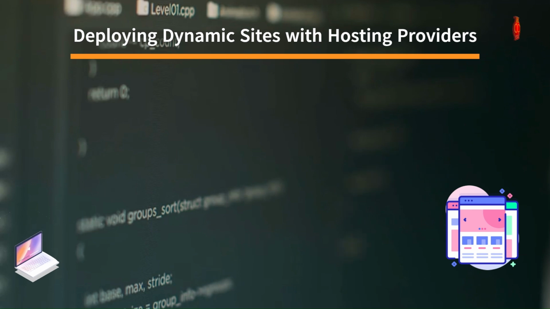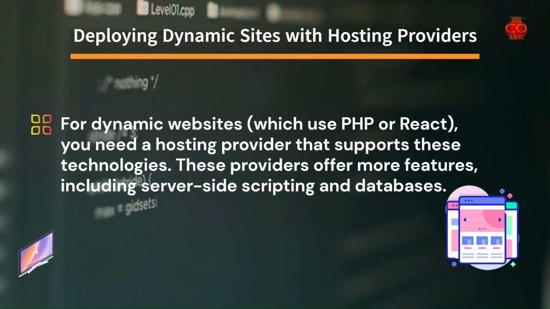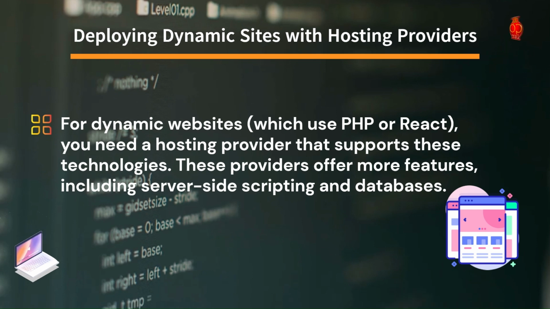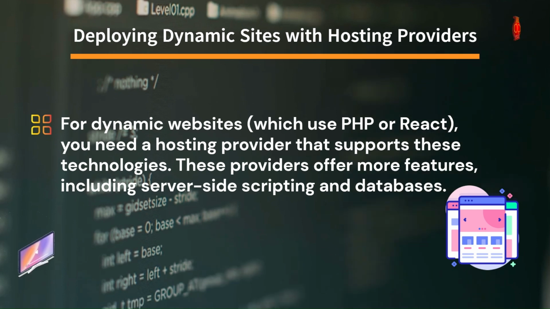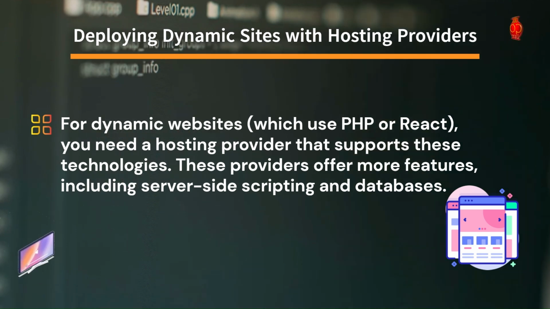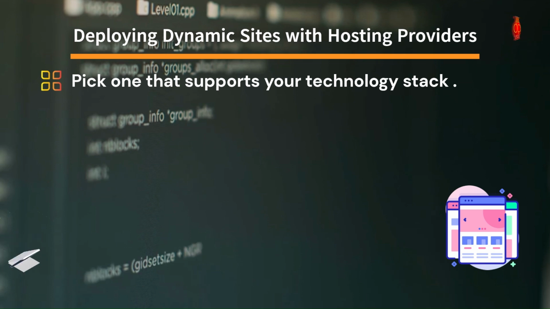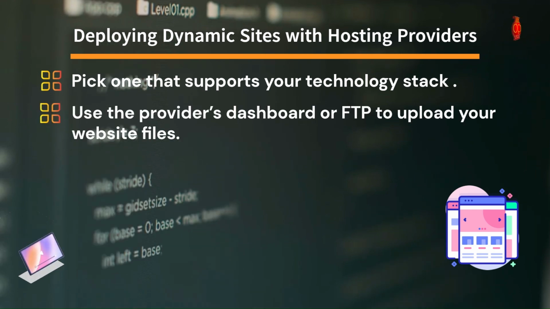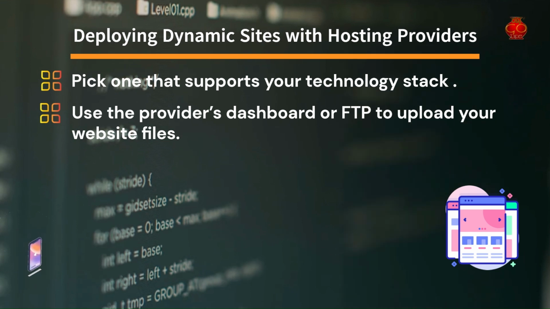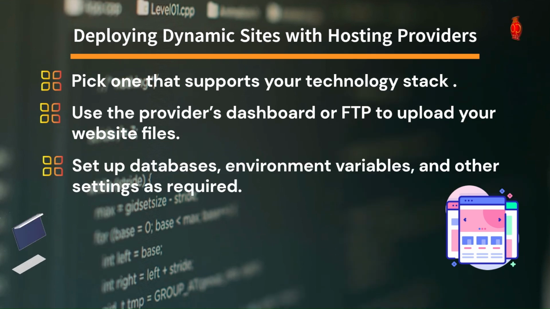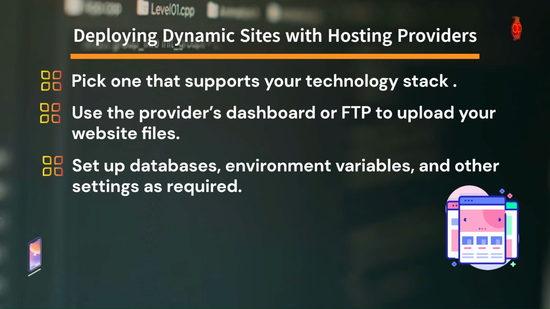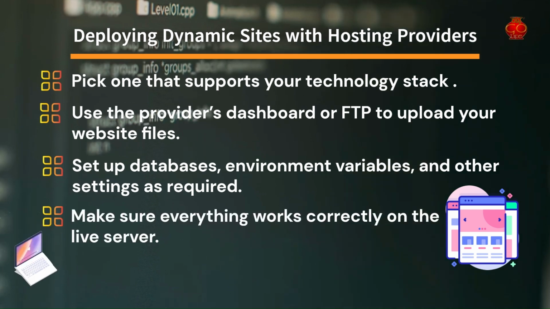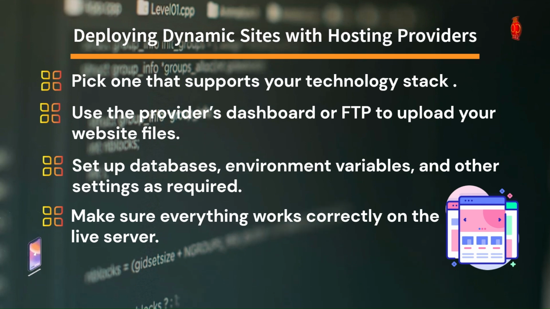For dynamic websites, which use PHP or React, you need a hosting provider that supports these technologies. These providers offer more features, including server-side scripting and databases. Steps. Choose a hosting provider. Pick one that supports your technology stack, for example, Bluehost for PHP or Vercel for React. Upload your files. Use the provider's dashboard or FTP, file transfer protocol, to upload your website files. Configure your site. Set up databases, environment variables, and other settings as required. Test your site. Make sure everything works correctly on the live server.